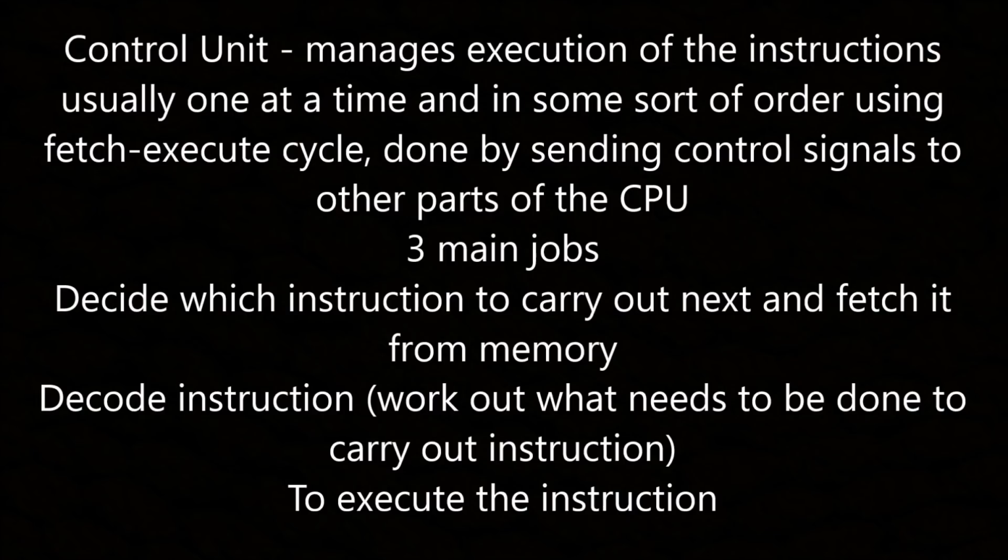The control unit manages the execution of instructions, usually one at a time and in some sort of order using the fetch execute cycle. It is done by sending control signals to the other parts of the CPU. It has three main jobs: deciding which instruction to carry out next and fetching it from memory, decoding instructions to work out what needs to be done to carry out the instruction, and then finally executing the instruction.